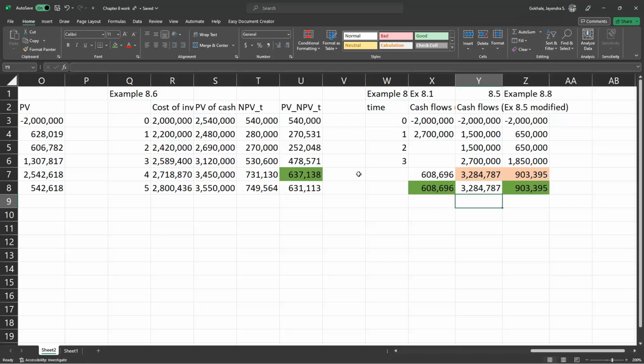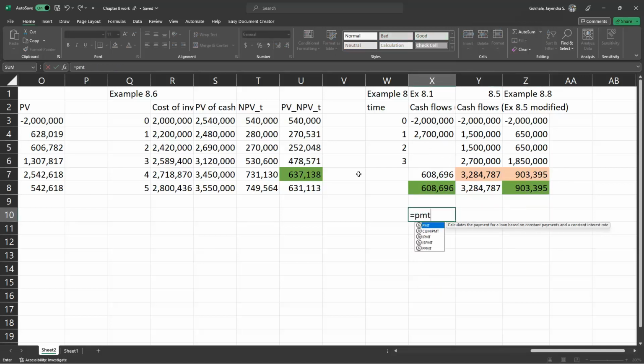So the concept of equivalent annual annuity in this case is, what is the equivalent annual cash flow that will make us indifferent between receiving the $608,000 from the 1 year cash flow versus the $903,395 over the 3 years. So the function we use in Excel is the payment function, PMT, and so it's those equal payments over the period of the project. PMT 0.035, the rate.